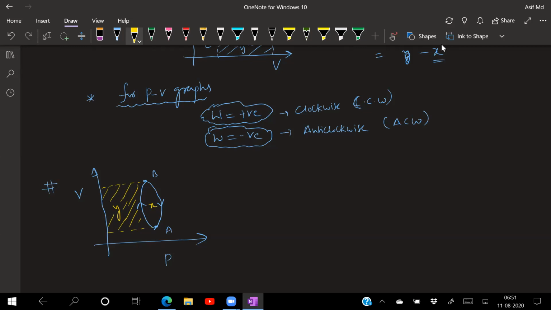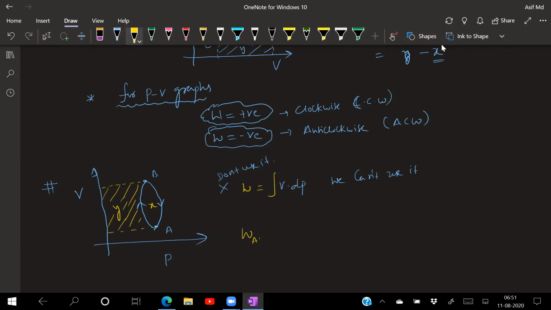For this one, I can't use the formula work done equals the integral of V dP. We can't use it because dP is not suitable here, so don't use this formula. Then how do you calculate the work done from A to B?